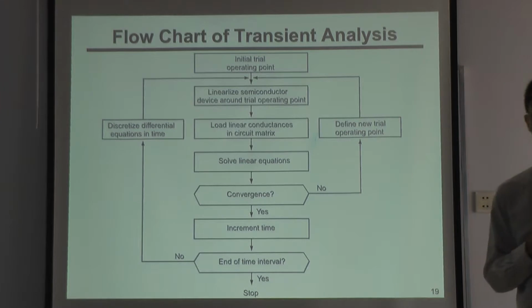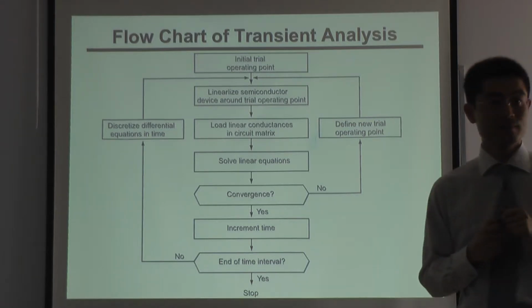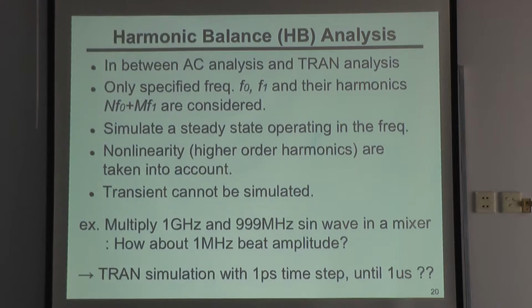But AC analysis is linearized around the bias points, so the result is not accurate. But in the transient analysis, it takes into consideration all the nonlinear effects, so this is correct. But it takes time for simulation. And another one is harmonic balance. How many of you know about harmonic balance?